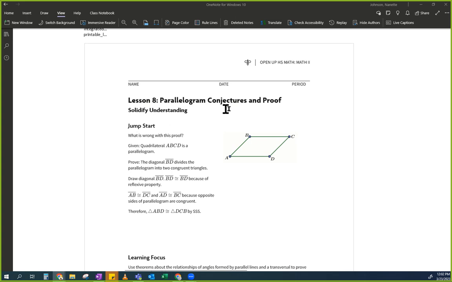it says parallelogram conjectures and proofs. So a parallelogram just means a four-sided shape where the opposite sides are parallel. That's all a parallelogram is. There's other things that you get once you know it's a parallelogram, but that's it. That's the definition of a parallelogram: opposite sides being parallel. So here it says, what's wrong with this proof?